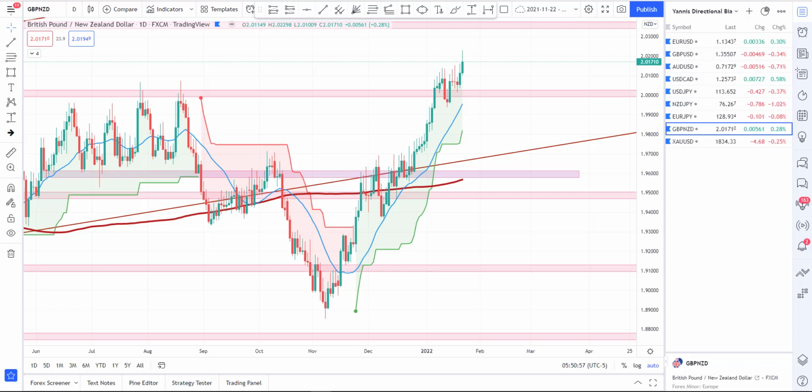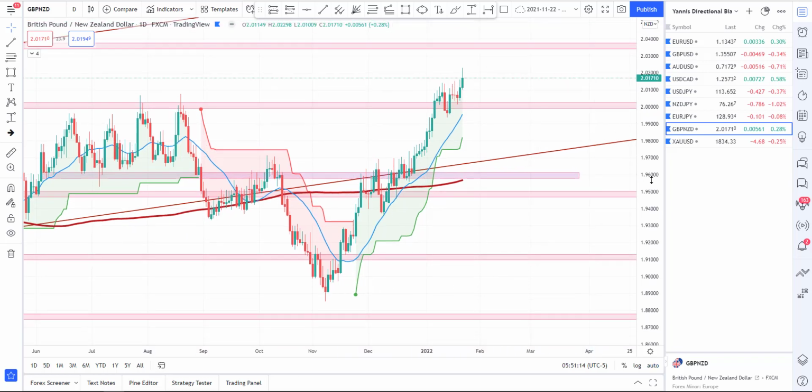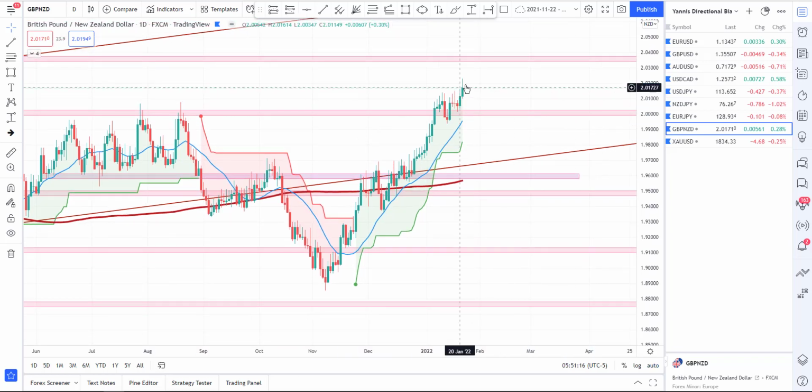Why did they go into the direction we had as a bias? Why didn't they? Okay, which is excellent. And that will help you learn really the basics of trading. So keep your eyes on the pound New Zealand. Personally, I will never enter long right now. It's way too overextended. It's not like overextended, like overbought.